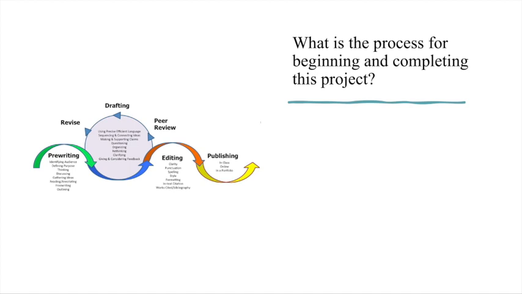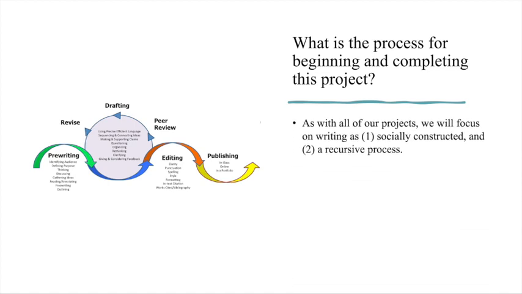You'll notice that that infographic does not go in a straight line. You'll notice that it is not neatly bound, that it's curvy. And you notice that when you get to the drafting, you have this loop that goes through. That is because the way we want to focus on writing in this class, all of our projects will focus on writing as one, socially constructed, and two, a recursive process. So what does that mean?